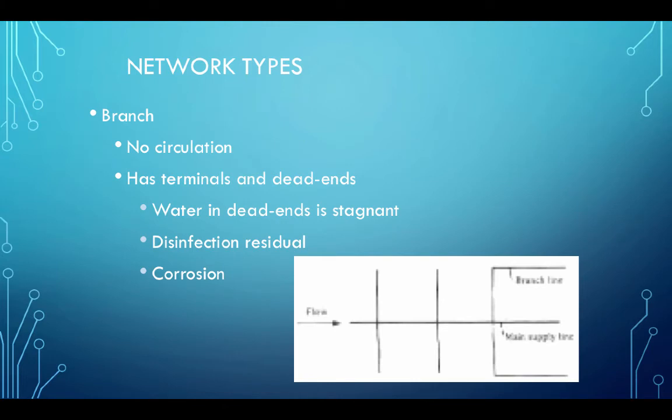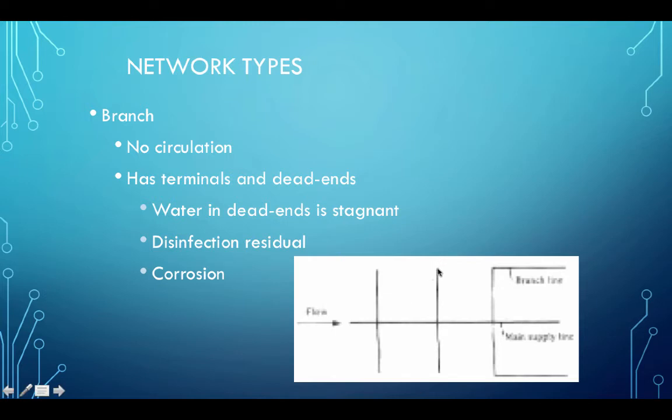The different types of network are branched. These have no circulation. They look like branches of a tree. It has terminal connections, which are dead ends. The water in the dead end is stagnant. If there's disinfection residual, it gets used up in that dead end, creates corrosion. If there's no disinfection residual, the water goes from yummy to yucky, and if you drink it, it makes you dead. Hence, that's the name dead end.